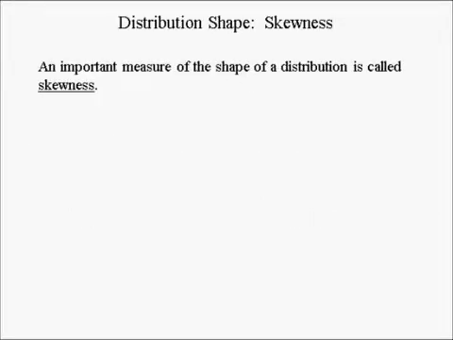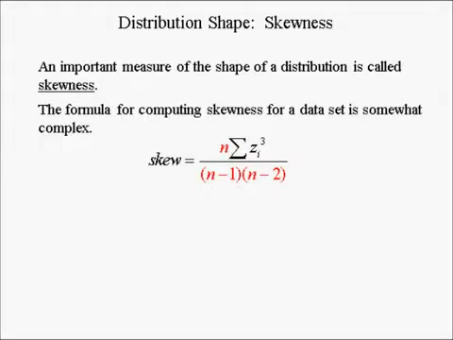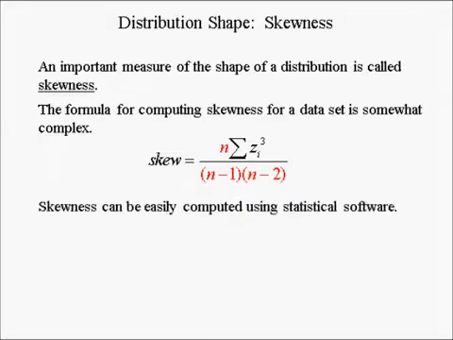As I said earlier, I believe the z-score is the single most important concept taught in elementary statistics. It can be used to help determine the shape of the distribution. A symmetric distribution will have a skew equal to 0. Left skewed distributions will have a negative skew, while right skewed distributions will have a positive skew. The formula for computing skewness for a data set is somewhat complex. Skewness is easily computed using statistical software. However, a skew is just the average, essentially, of z-scores if the sample size is large.